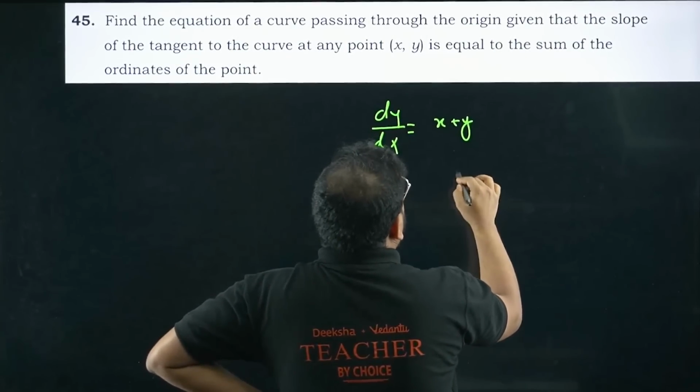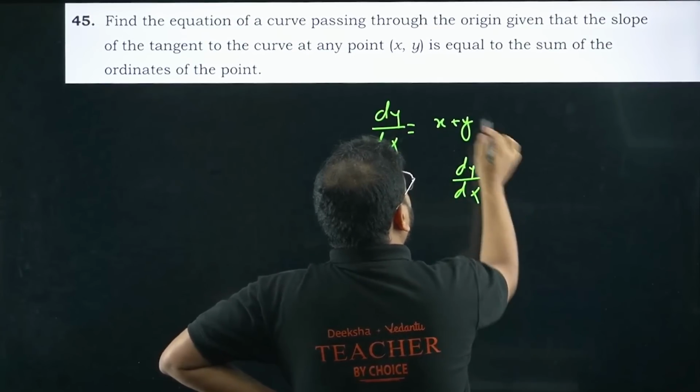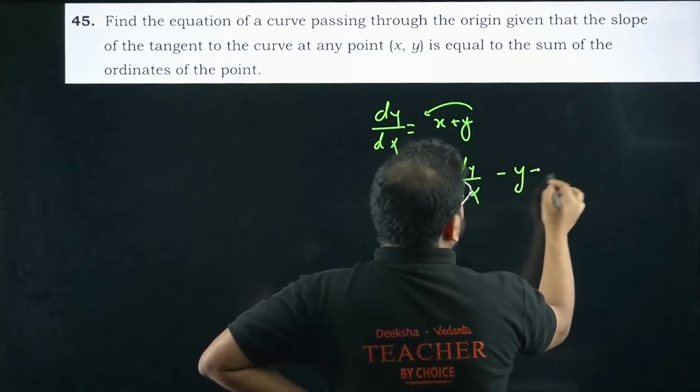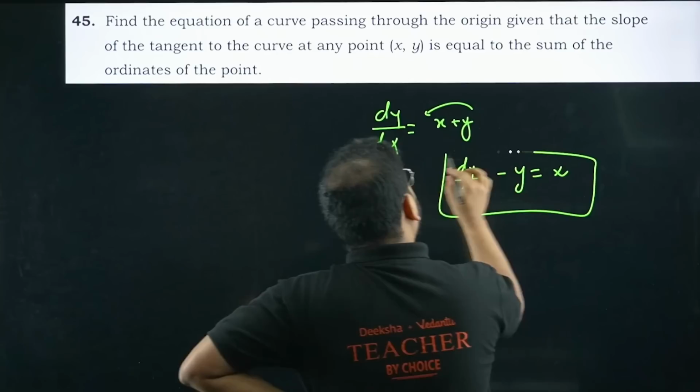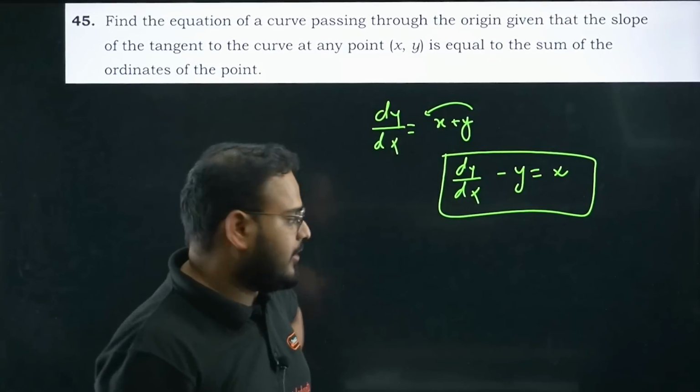So write like this. I get here, sir, dy by dx. Take the y term on this side: minus y equals x. This is my LDE with the independent variable x and dependent variable y. What is the p value from here?